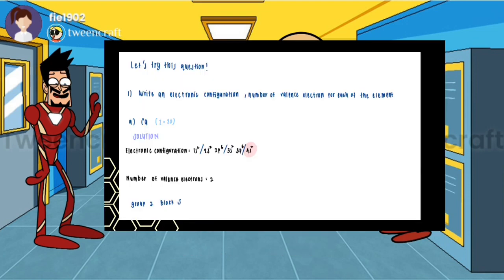Sure. A, calcium, Z equals 14. The electronic configuration of calcium is 1s2, 2s2, 2p6, 3s2, 3p6, 4s2. Next, the number of valence electrons is 2, so it is group 2, s block.